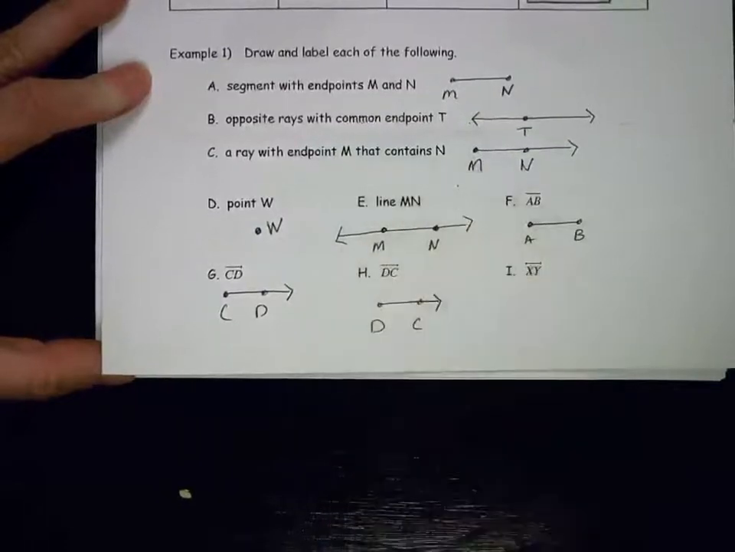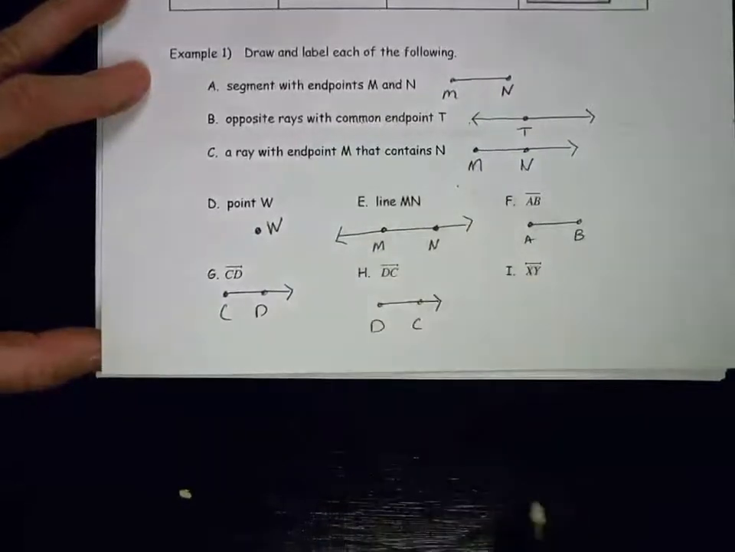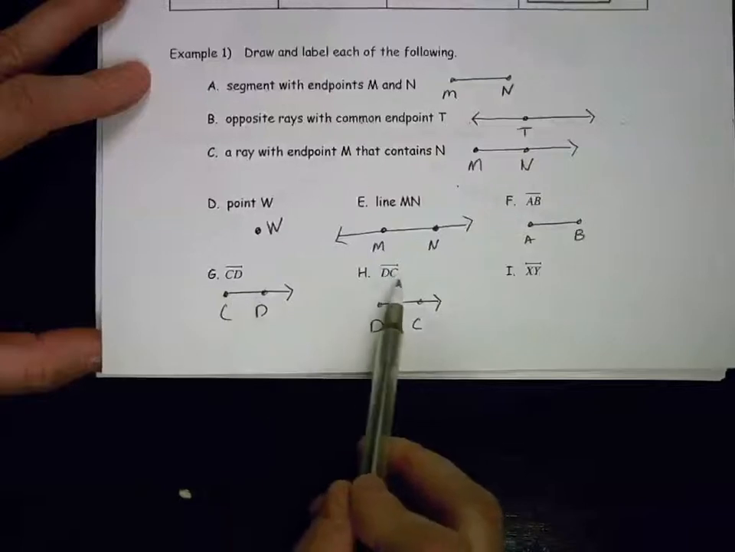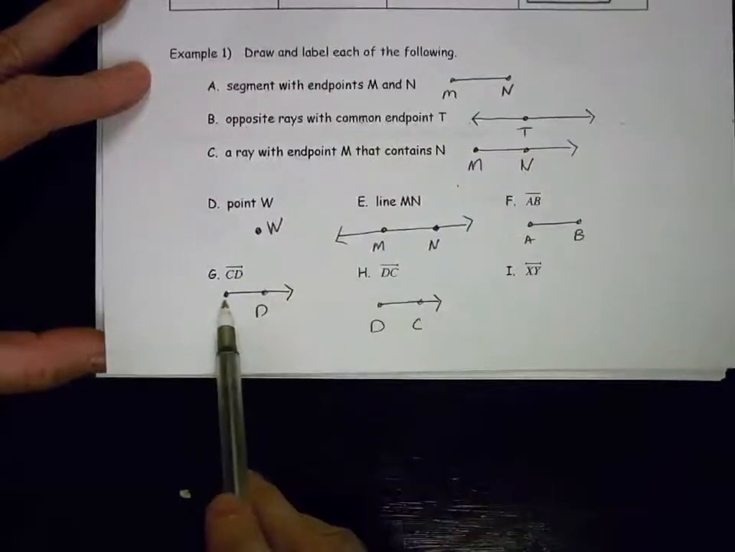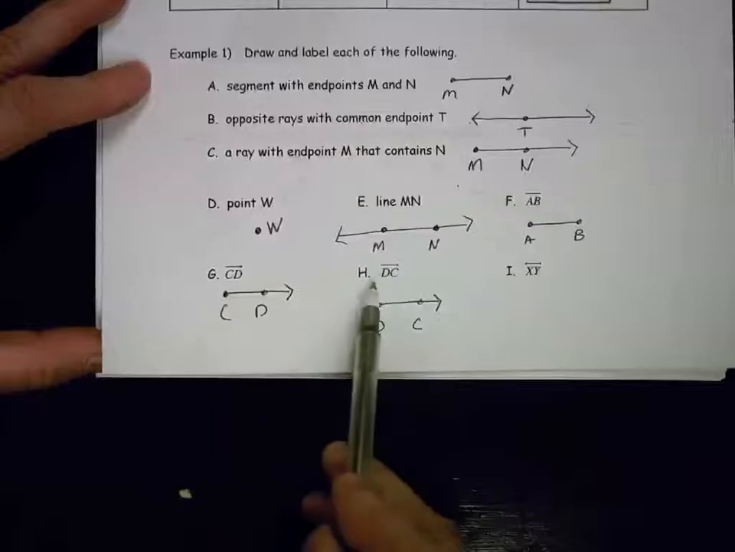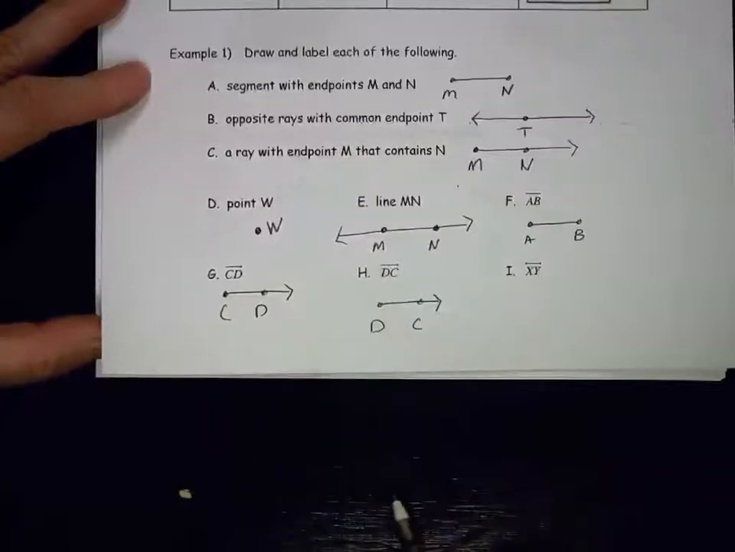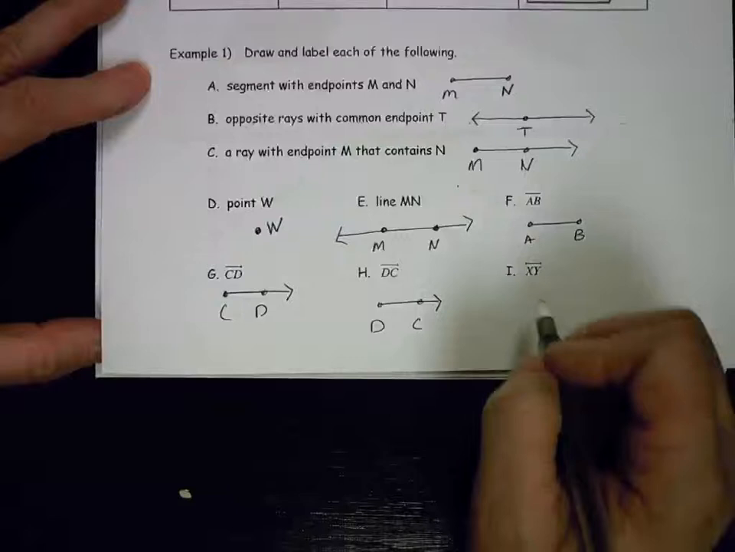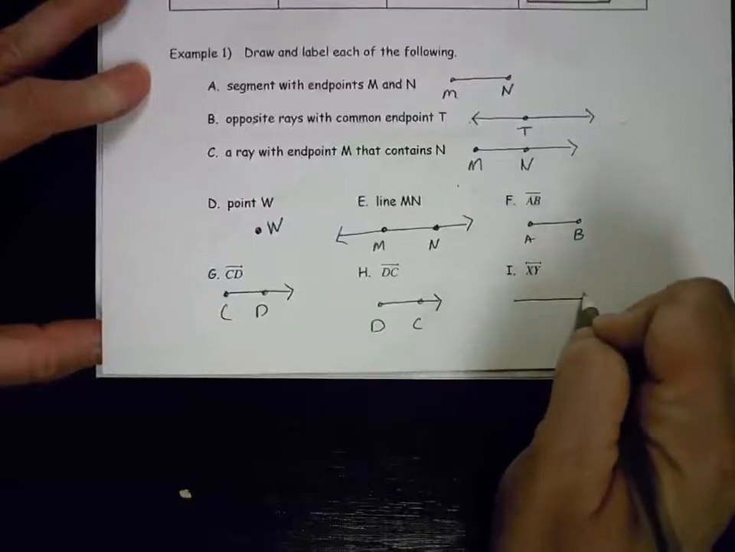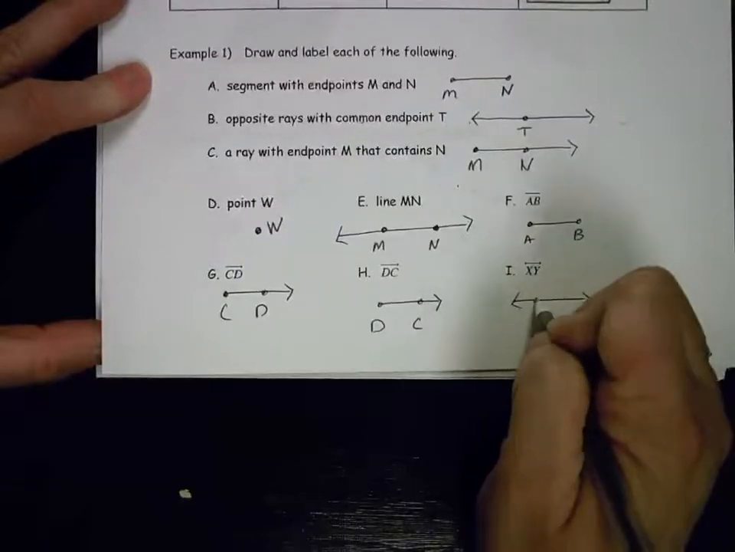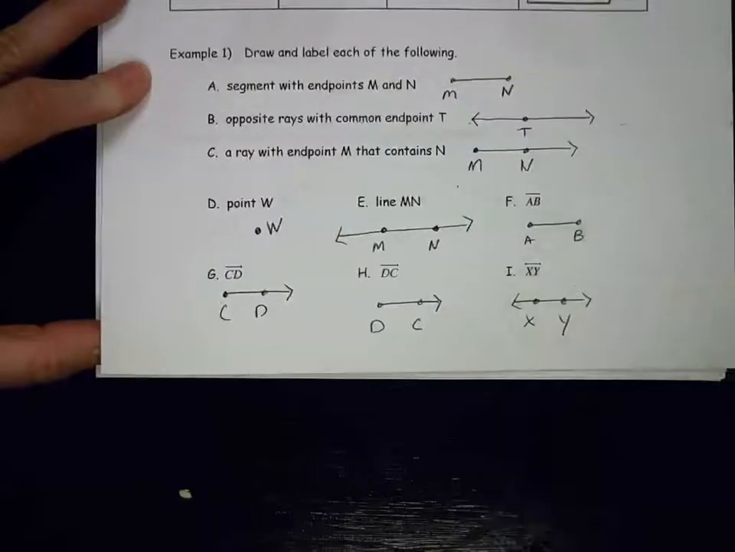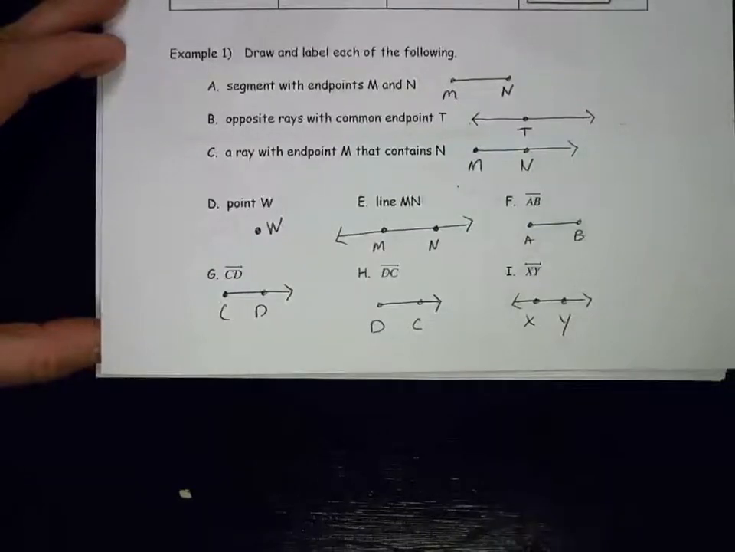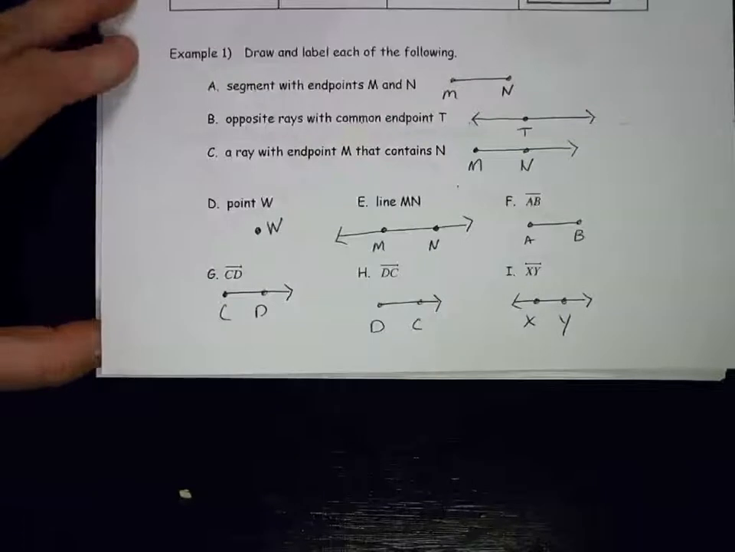And that will be the ray DC. Notice those use the same letters, G and H do. Letter G has C as an endpoint. Letter H has D as an endpoint. And letter I is the line XY. So we have an X and a Y, and those arrows show it's a line that extends forever.